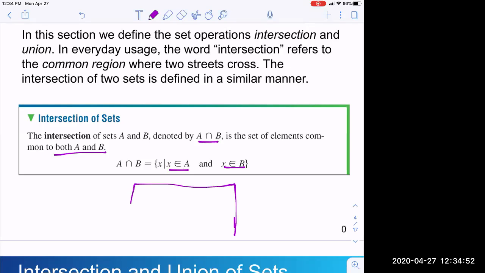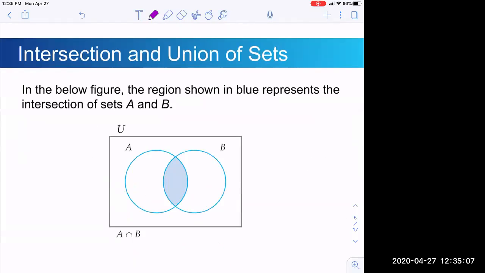The Venn diagram would look like this. We have our two sets, A and B. The intersection is the overlap right there. Hey, there it is.